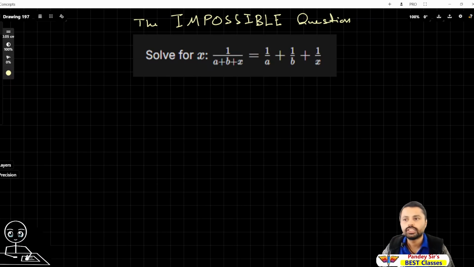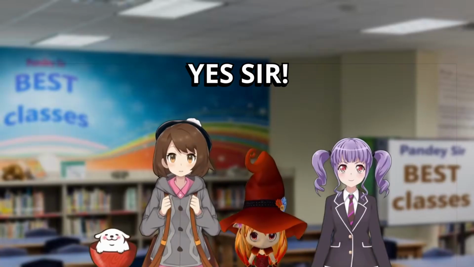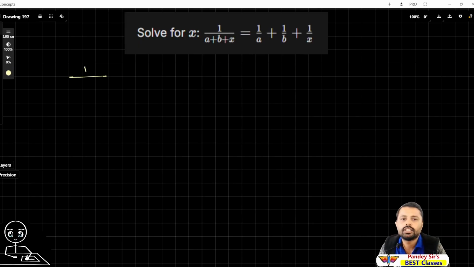So this question is known as the impossible question. Let's try it. Yes, sir. 1 by a plus b plus x equal to 1 by a plus 1 by b plus 1 by x. Now generally how do we do it?